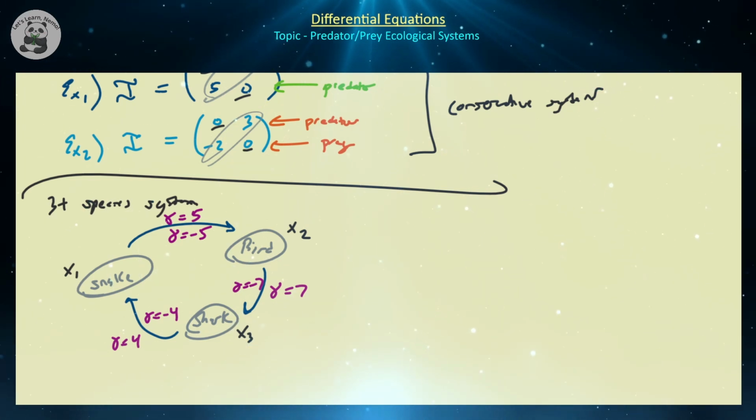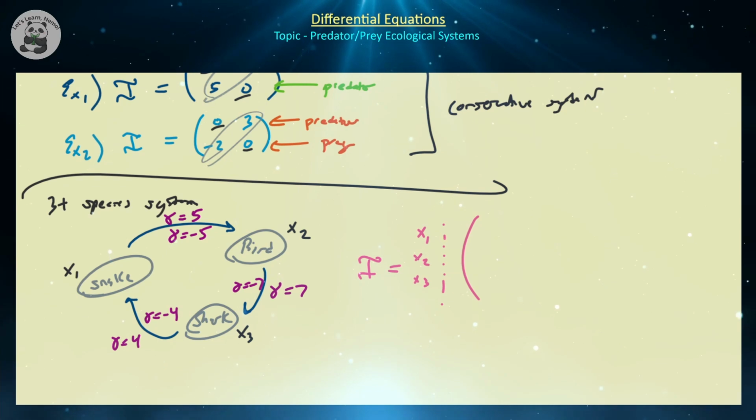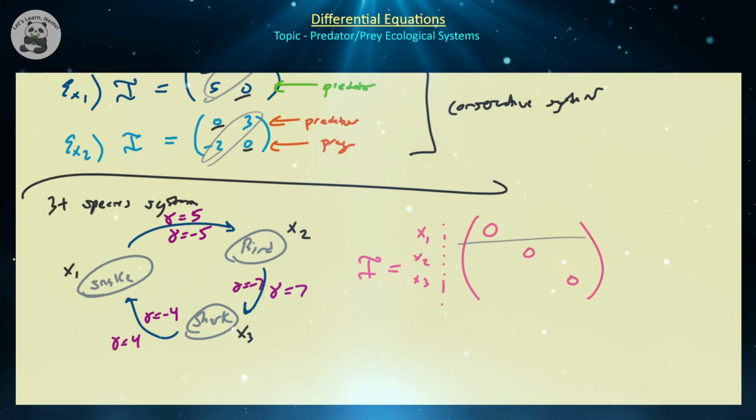So if that is the case, what is going to be our interaction matrix? So our interaction matrix in terms of X1, X2, X3, let's sort of draw it like this, is going to be equal to what? So since it's, you know, snake's not helping snake, bird's not helping bird, and shark's not helping shark, our diagonal entries are going to be equal to 0, right? That much is clear. And then what's going to happen?